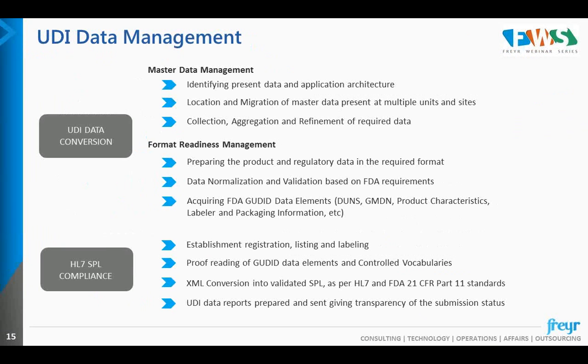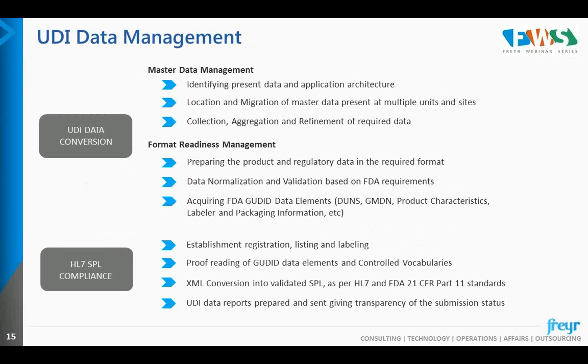The second step, formatting, is format readiness management, preparing the product and regulatory data in the required format. That's also known as data scrubbing, and applying that data to the UDI validation business rules. Is this compliant with the business rules of the GUDID database? And as a side note, it is not that complex. There are basic validations to make sure the data is conforming. Then acquiring the FDA GUDID data elements, your DUNS, your GMDN, product characteristics, packaging information, getting that all ready for submission.